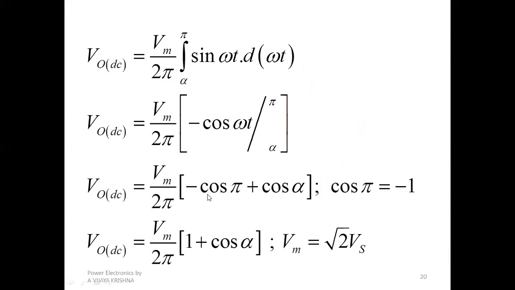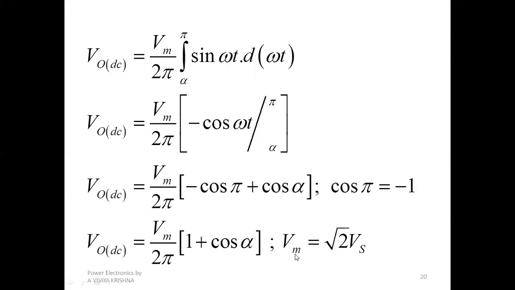Therefore, we are getting minus cos pi plus cos alpha. Cos pi is equal to minus 1, as we know. By substituting minus 1 into this equation, we are getting 1 plus cos alpha. V naught is equal to Vm by 2 pi of 1 plus cos alpha.